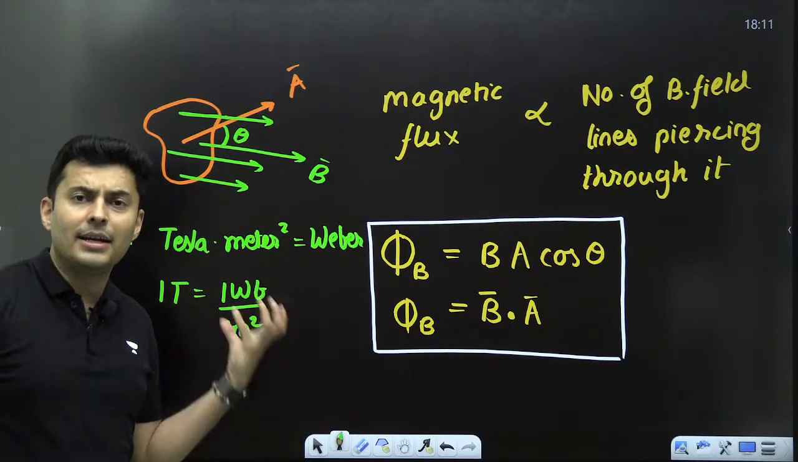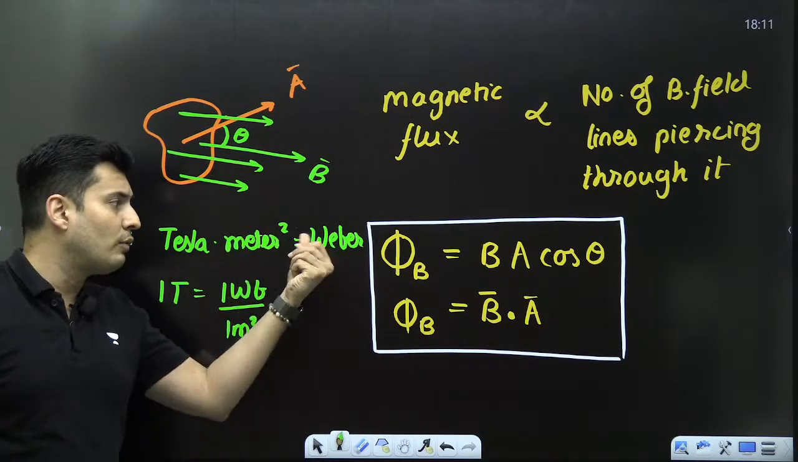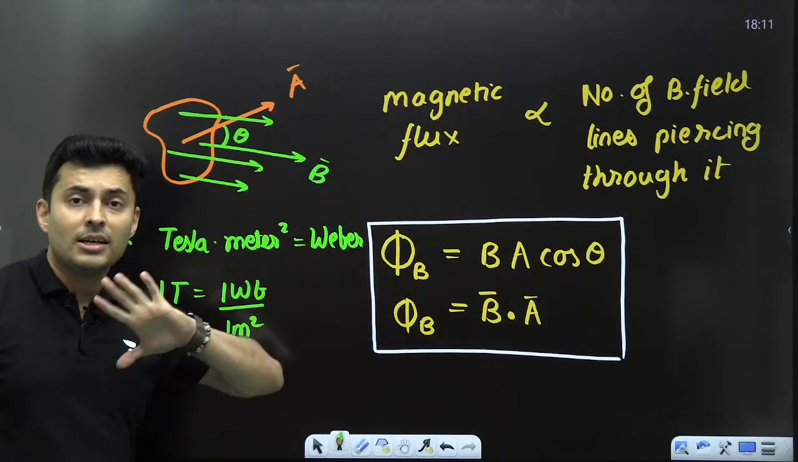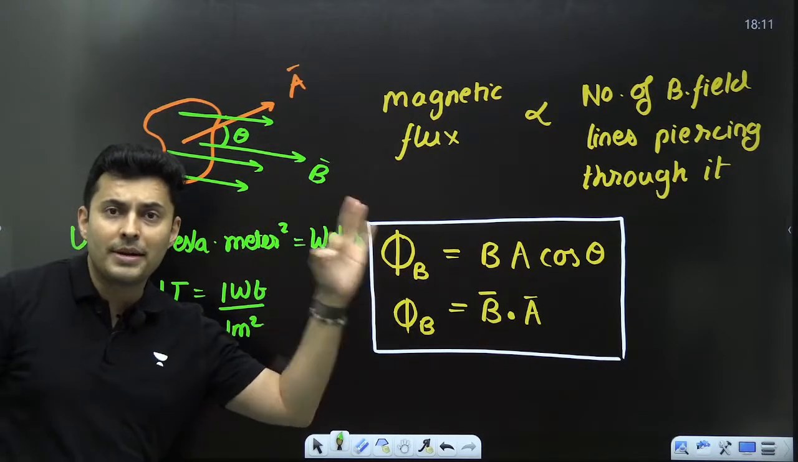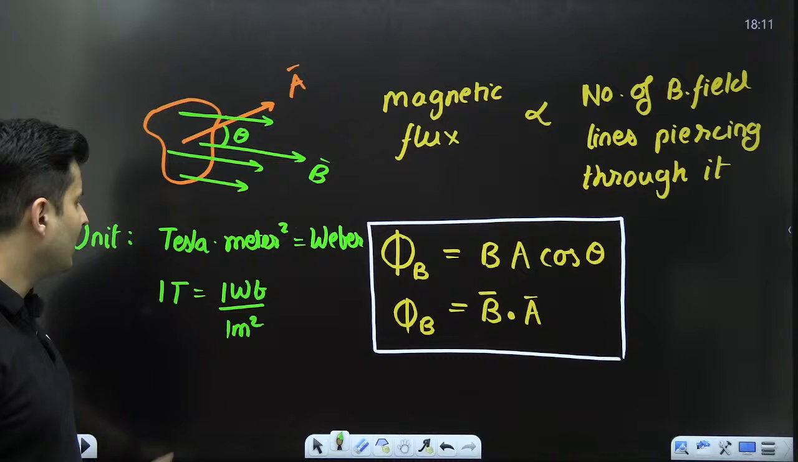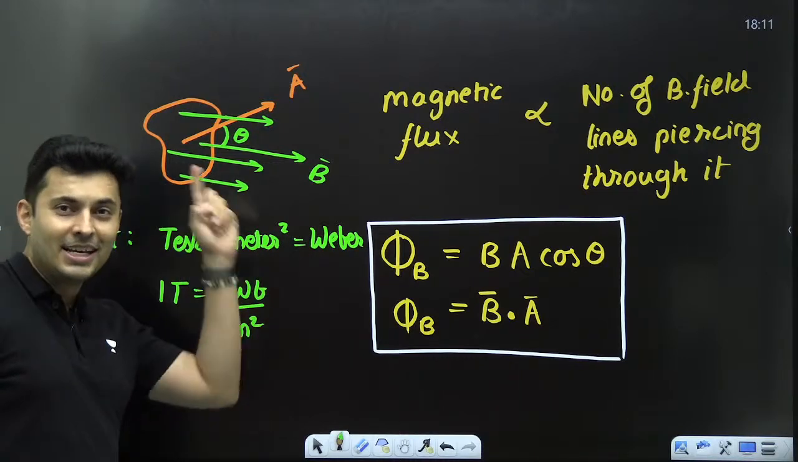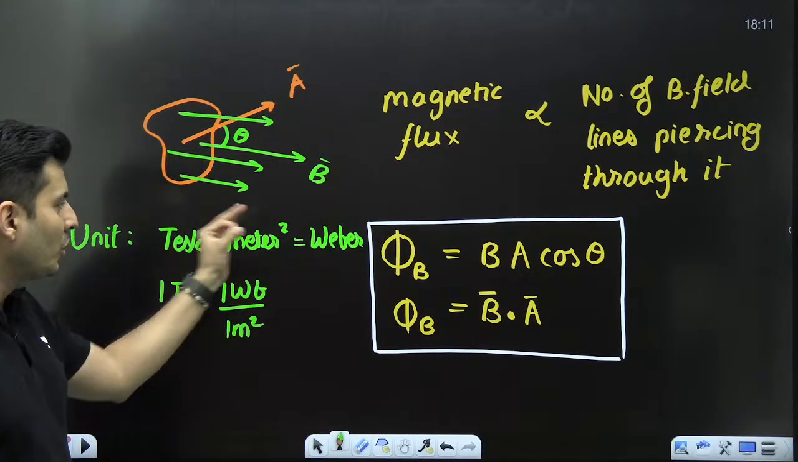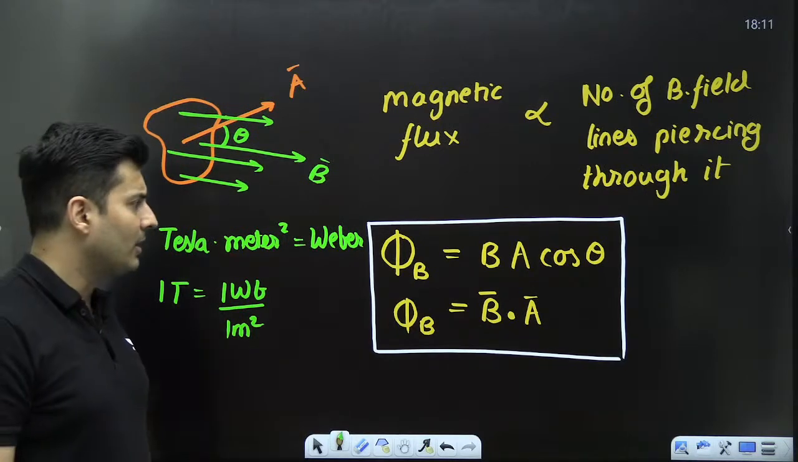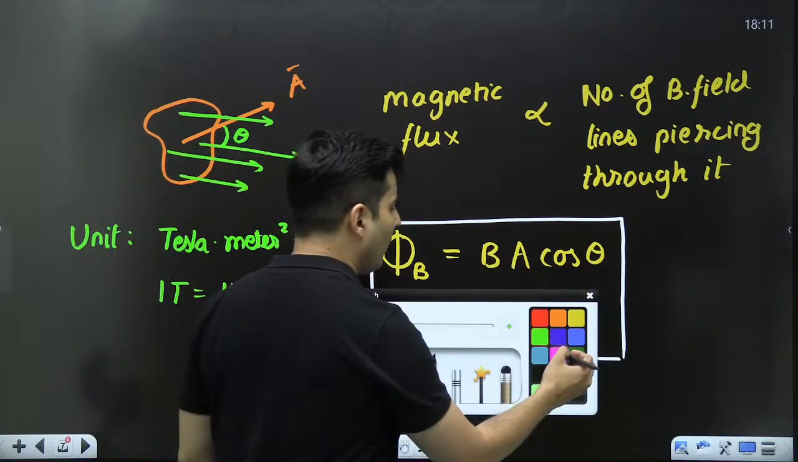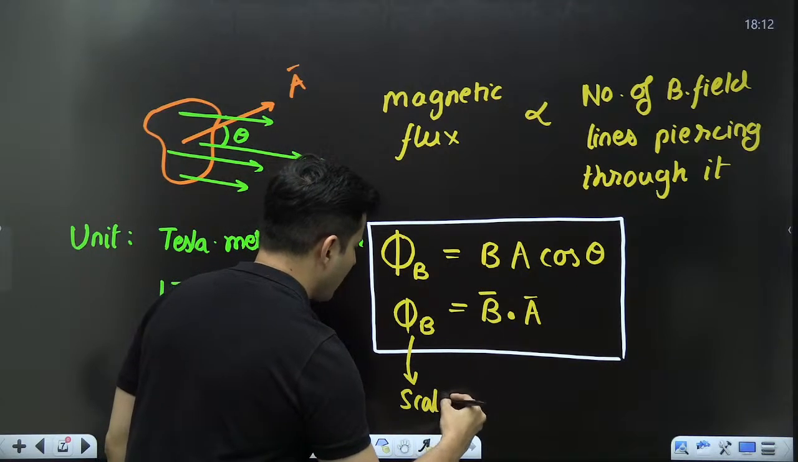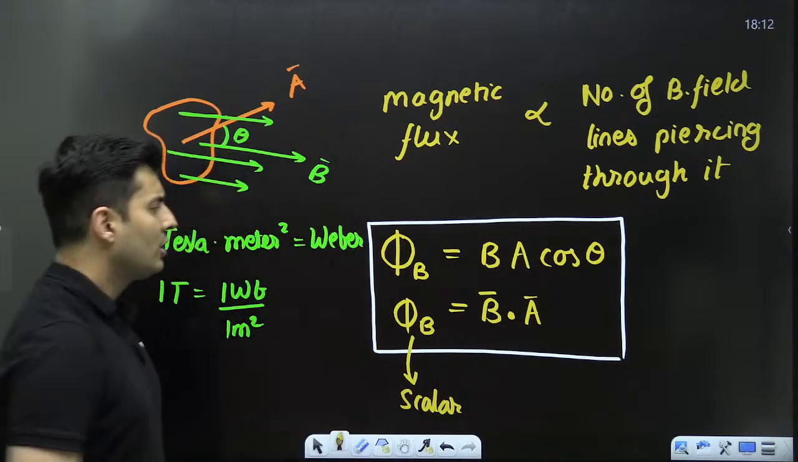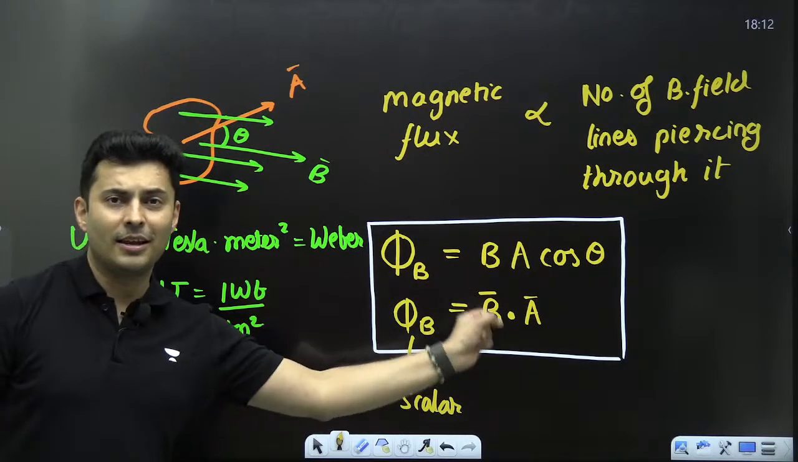This is for magnetic flux only. Do not use Weber as a unit for electric flux. That will be ridiculous. It is only and only for magnetic flux. Keep that in mind. We have discussed electric flux in the electricity chapter. Cool. So that is the unit of magnetic flux. Obviously, it is a scalar quantity. You can see why, because it is a dot product, or a scalar product.